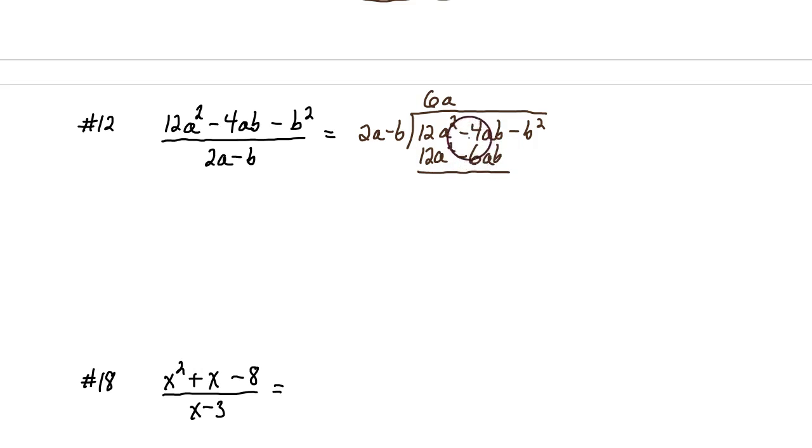Now subtract. Negative 4 subtract negative 6 makes 2ab. And bring down the negative b squared term. 2a times a positive b makes 2ab. And b times negative b makes negative b squared. When you subtract, it makes 0. So our answer is above the bracket.